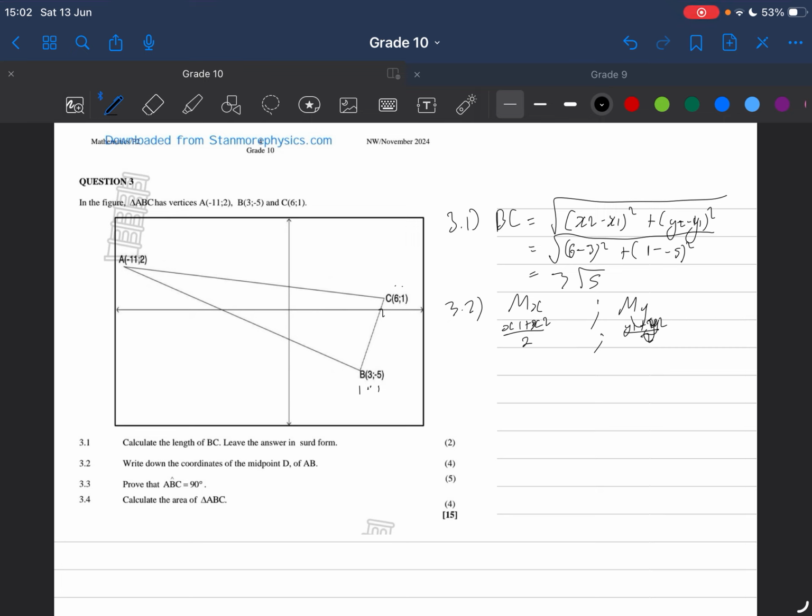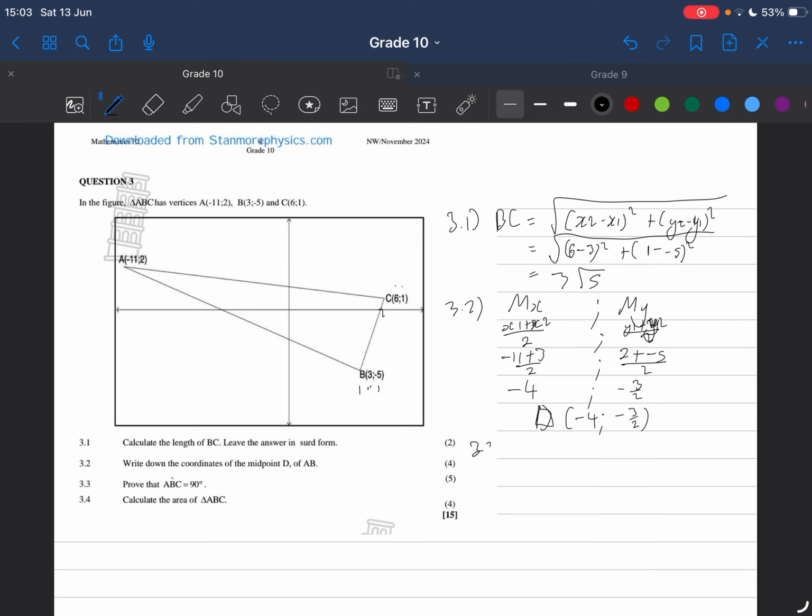My x1 in this case is going to be negative 11 plus 3 over 2. Negative 11 plus 3 is negative 8. Negative 8 divided by 2 is negative 4. My y is going to be 2 plus negative 5, over 2, sorry. That's going to be negative 3 over 2. So the coordinates for point D are negative 4 and negative 3 over 2.